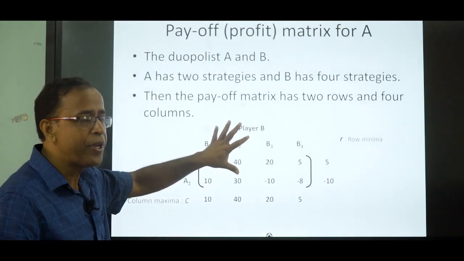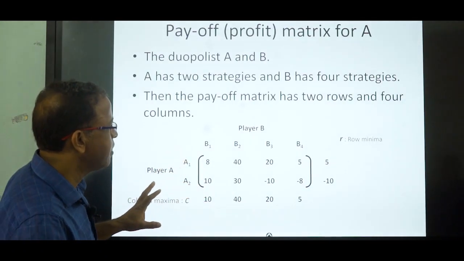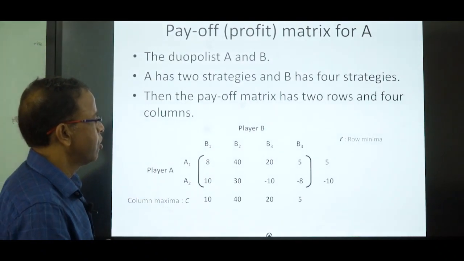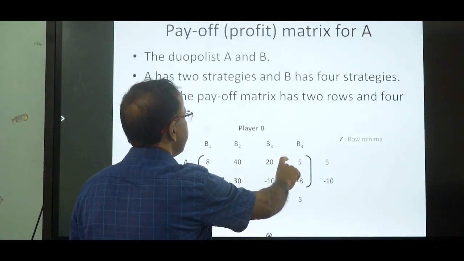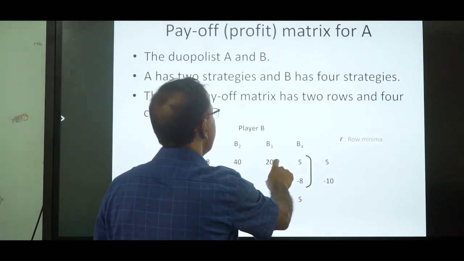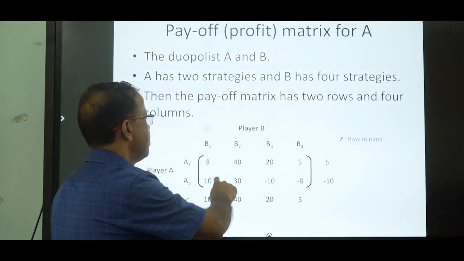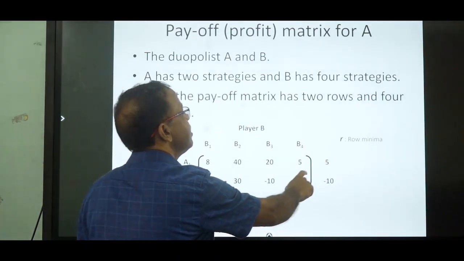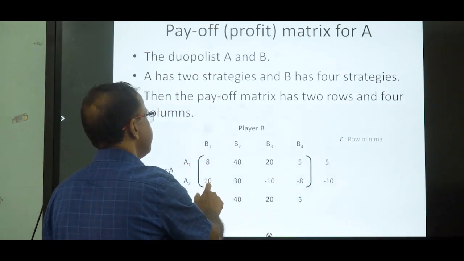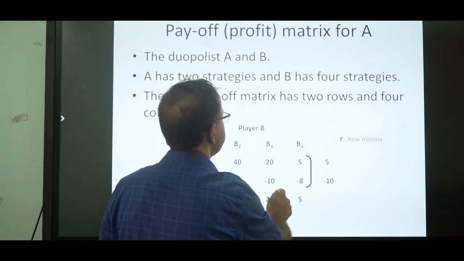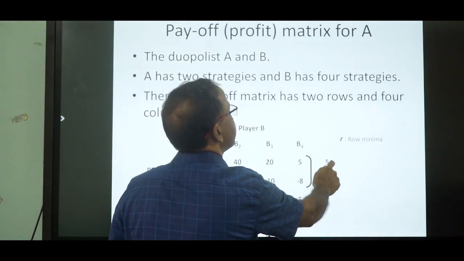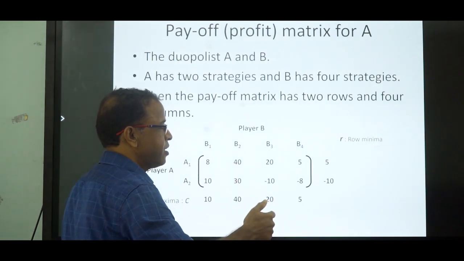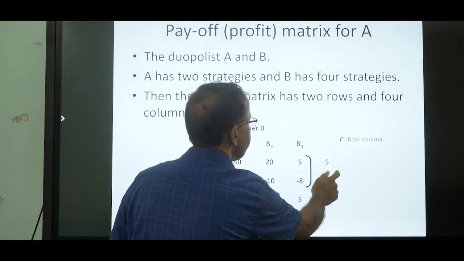And from this payoff matrix, we determine the row minima and column maxima. Row minima means, here are two rows, and in the first row, what is the minimum value of the first row? The first row minimum value is 5. And in the second row, what is the minimum value of the second row? That means 10, 30, minus 10, minus 8, that means the minimum is minus 10. That is called row minima. That means from the rows, we select the minimum values 5 and minus 10.